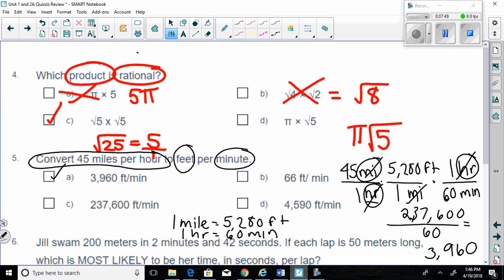Are there going to be a lot of conversion questions? No, maybe 1 or 2. No, most of it's going to be functions, so linear, exponential, quadratic.